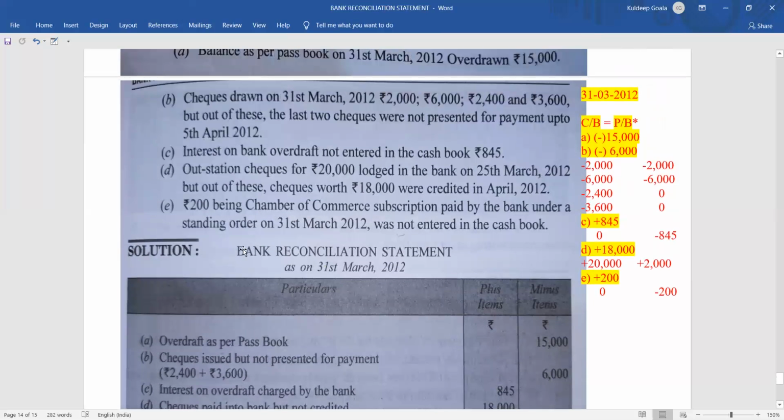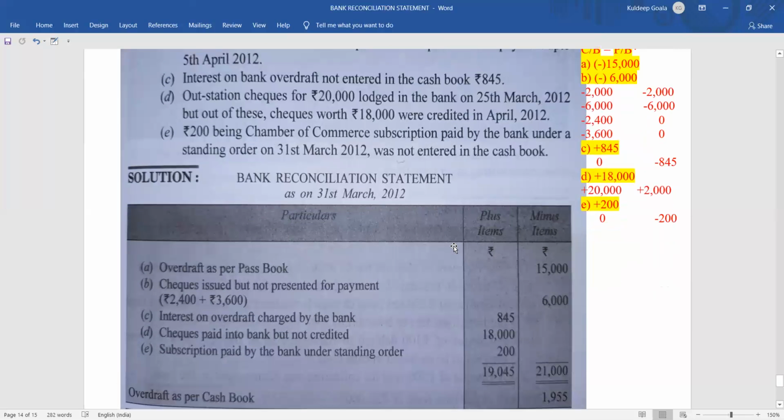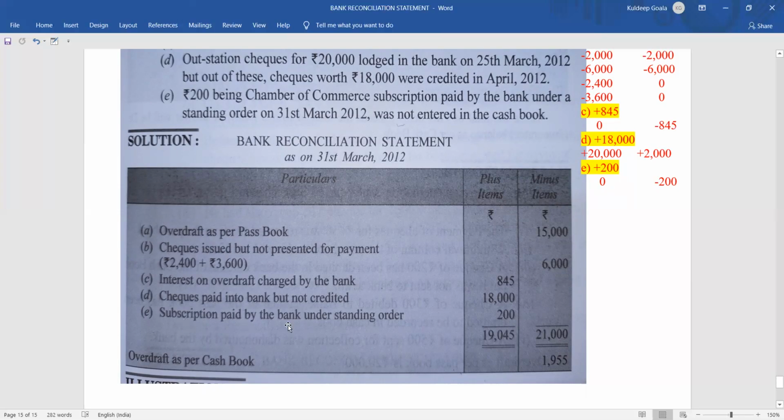Then the last one is plus again, 200. So what has happened? 200 rupees of chamber of commerce subscription paid. You can mention that subscription paid by the bank for chamber of commerce, 200 rupees, not entered in the cash book. You can formulate these sentences as per your convenience, but making proper sense of the actual action. What has happened should be mentioned here. The actual scenario should be reflected. So what is that item? Plus. So it will come in the plus item, 200. Here all the items are over.